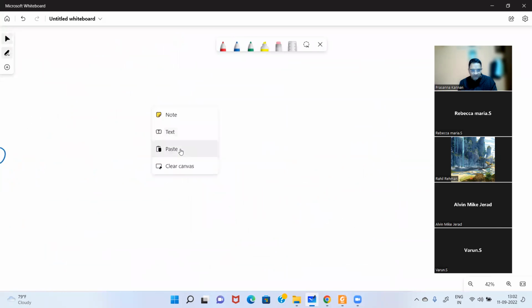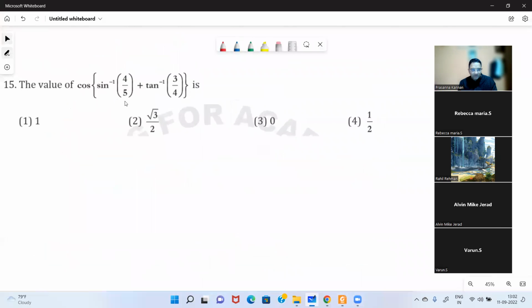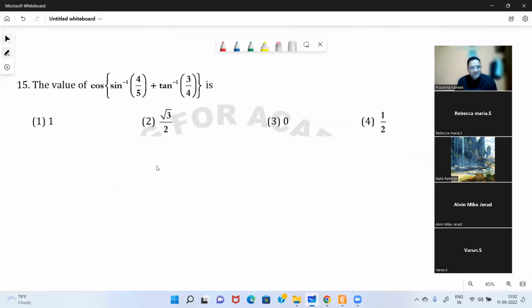Okay, now let's look at the next question. We need to find out the value of cos of (sine inverse 4 by 5 plus tan inverse 3 by 4). Clear? Okay. There are many ways of solving this sum. Let's do it in one of the ways. We will convert the sine inverse function in terms of tan inverse, then solve the two tan inverse functions, and finally take a cos of that. Is it okay?